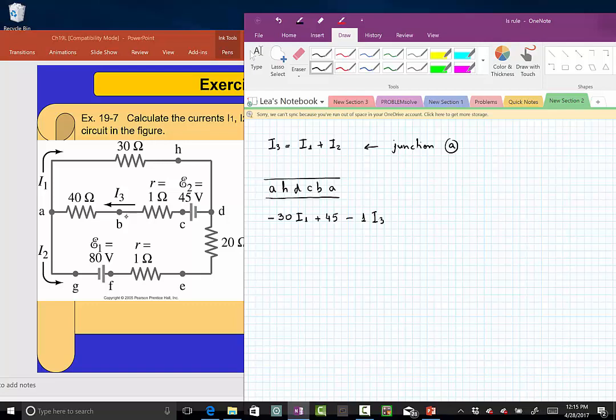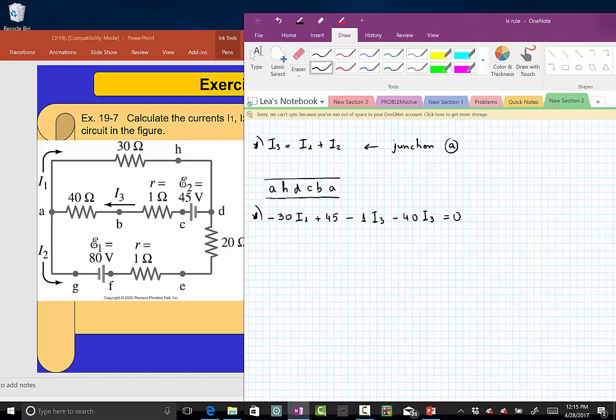And now I'm in point B. To go back to A and close the loop, again I'm following the current. I'm going through a resistance, so I have minus 40 I3 equals 0. All right, so I'm done. So I have here one equation. Here I have a second equation.